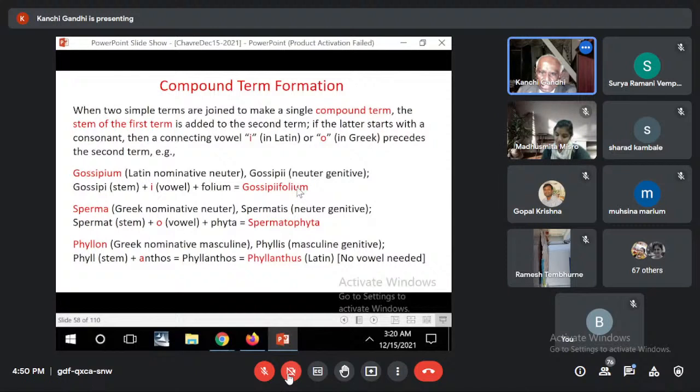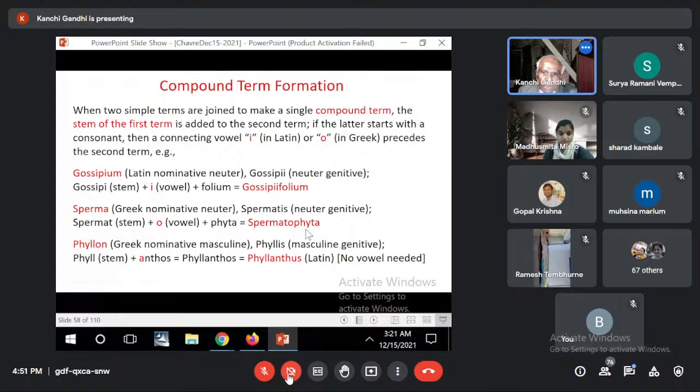Now, sperma is a Greek term, and its genitive form is spermatis, neuter genitive. In spermatis, spermat is the stem, and phyta is the plural; phyton means plant in Greek. P is not a vowel, it's a consonant. Since you are adding two Greek terms, you add the connecting vowel O. Spermat plus O plus phyta, Spermatophyta.